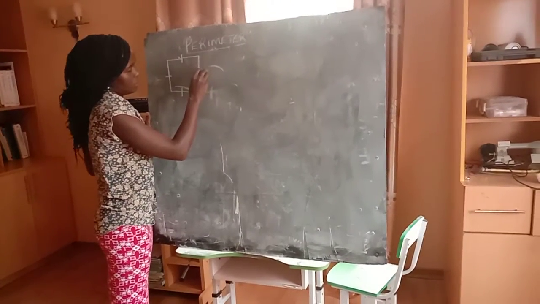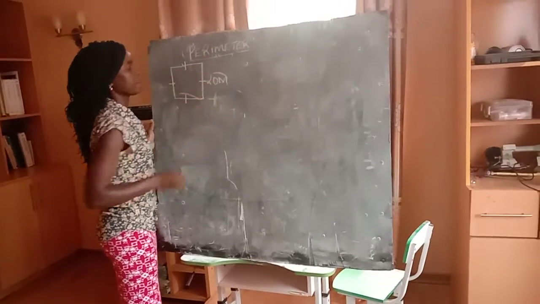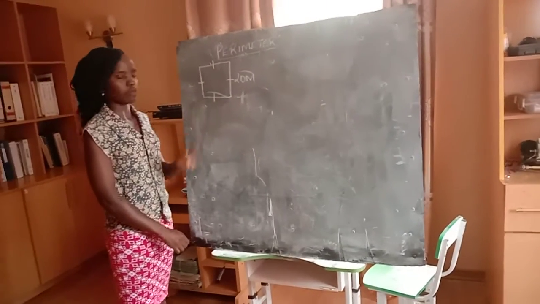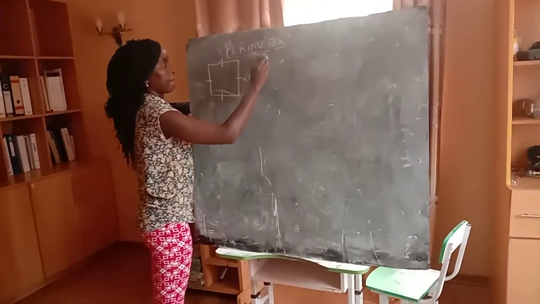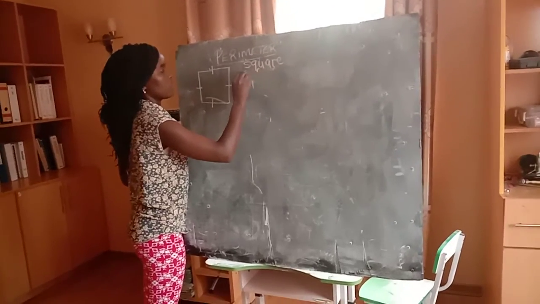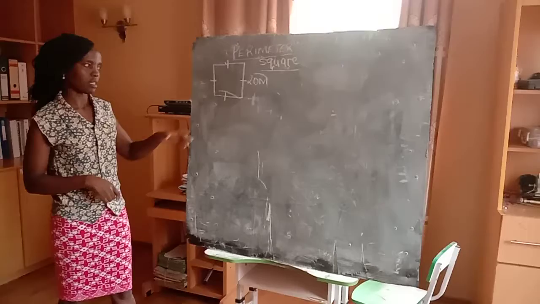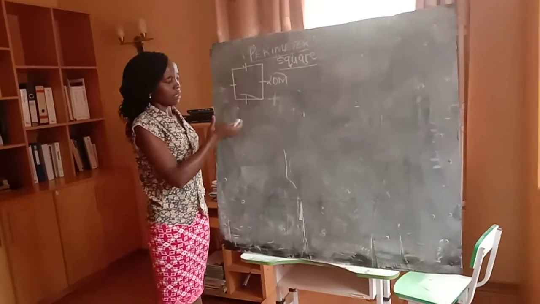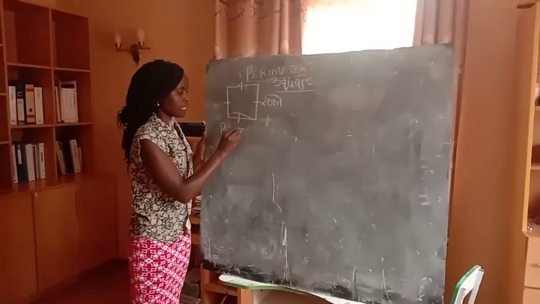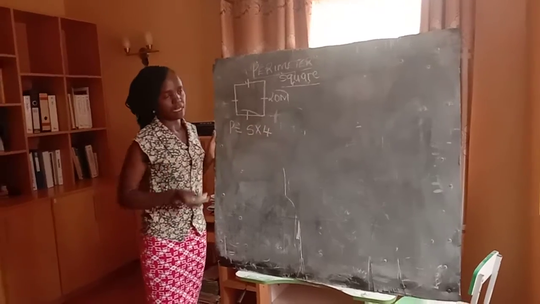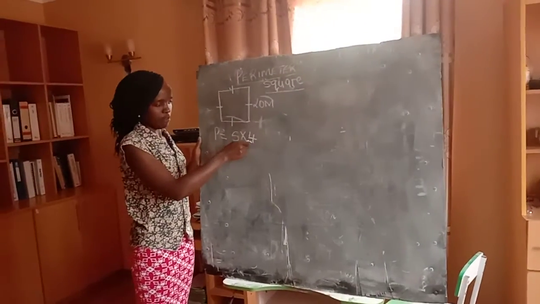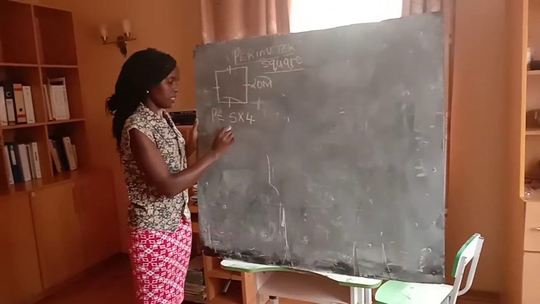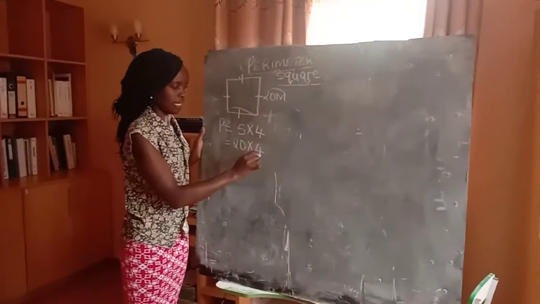Suppose this side is 20 meters, and I'm told to get the perimeter. So how am I supposed to get the perimeter of this square? Because the sides are equal, I'll come and say perimeter is equal to side times 4. That means it is the measure of one side I multiply by 4, because there are 4 sides that are equal. So my side measures 20 and there are 4 sides.